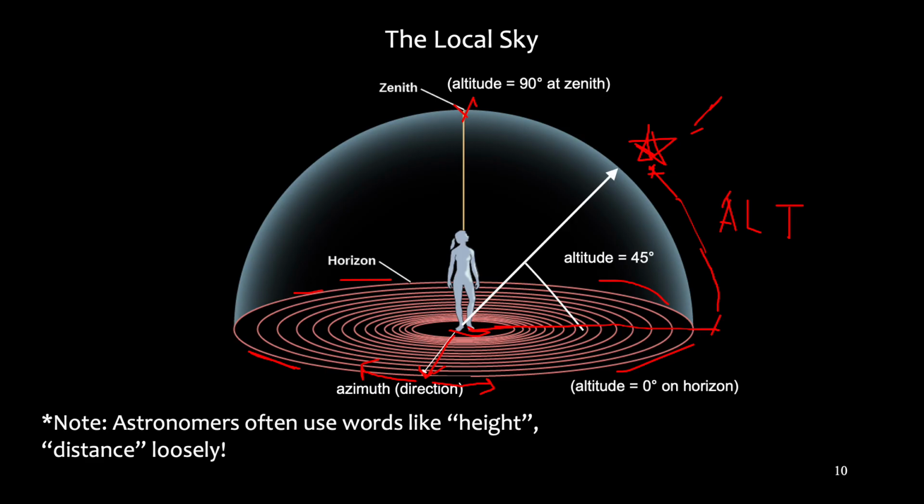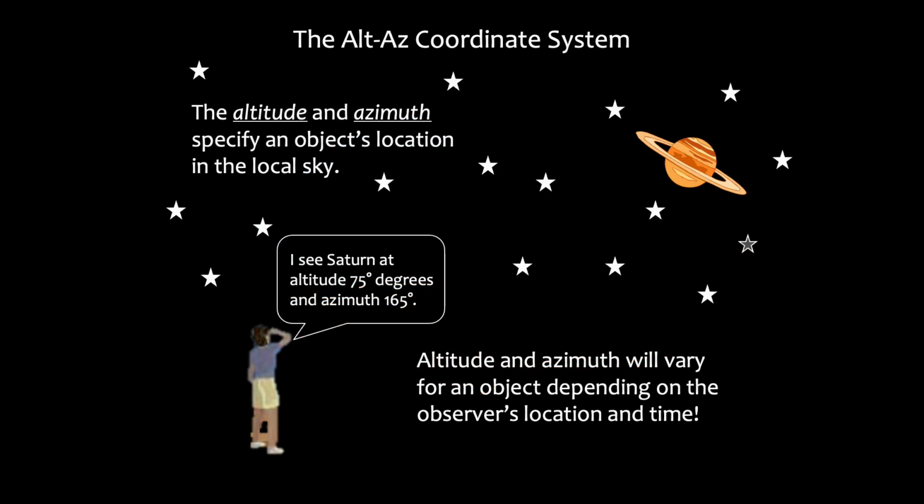So there's the altitude, and then there's the azimuth. These two angles define the two angular coordinates of your local sky. With these two angular coordinates, the altitude and azimuth, you can specify an object's location in the local sky, on the sky map. Remember that the sky is basically a two-dimensional object. It's a two-dimensional sphere, so you just need two angles, not three.